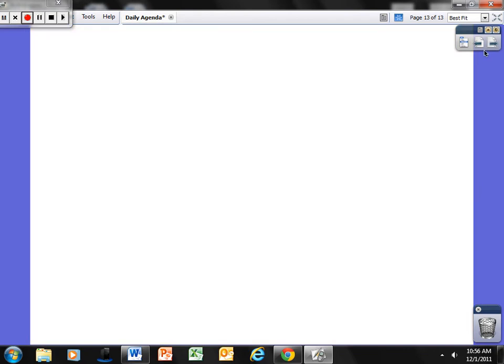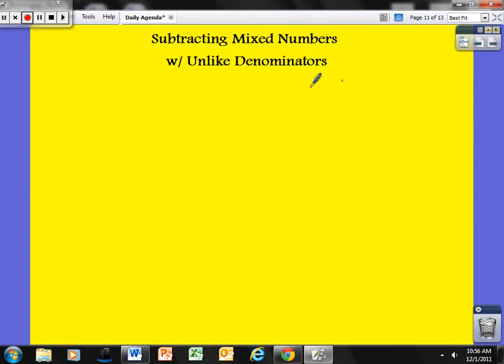Let's go with another example here. Let's go with 7 and 3/8 minus 2 and 2/3. Okay, first thing I notice, the denominators are unlike. I must find a common denominator.